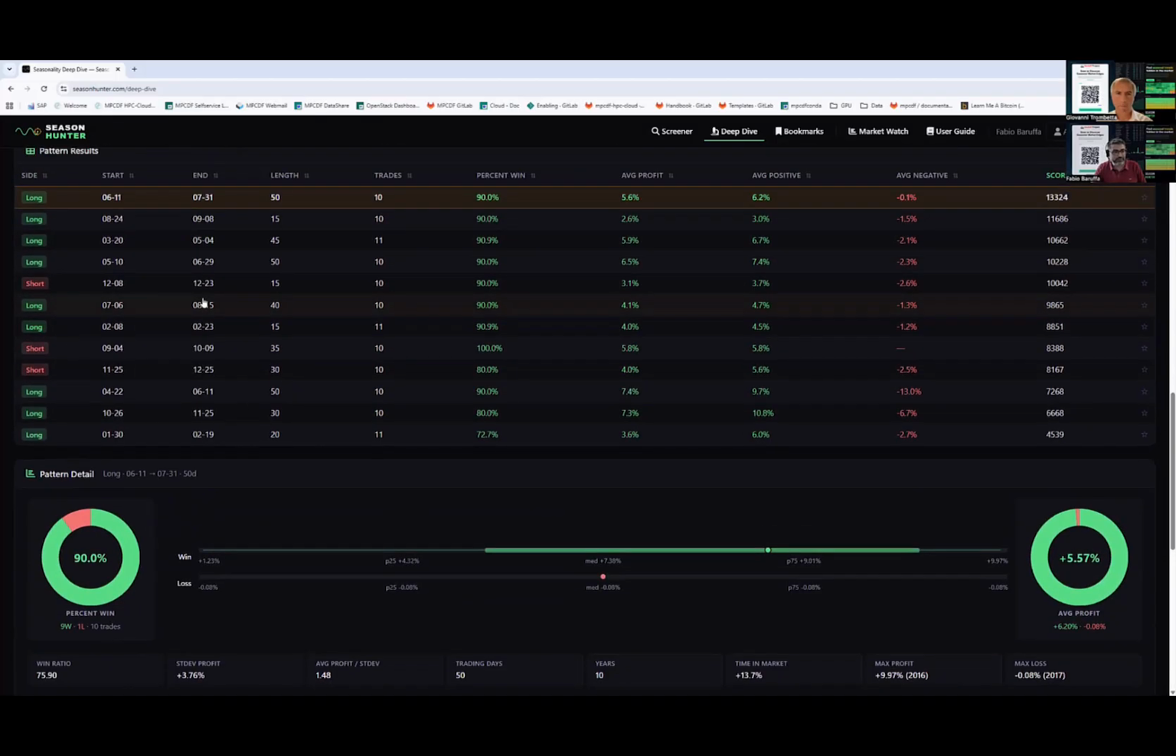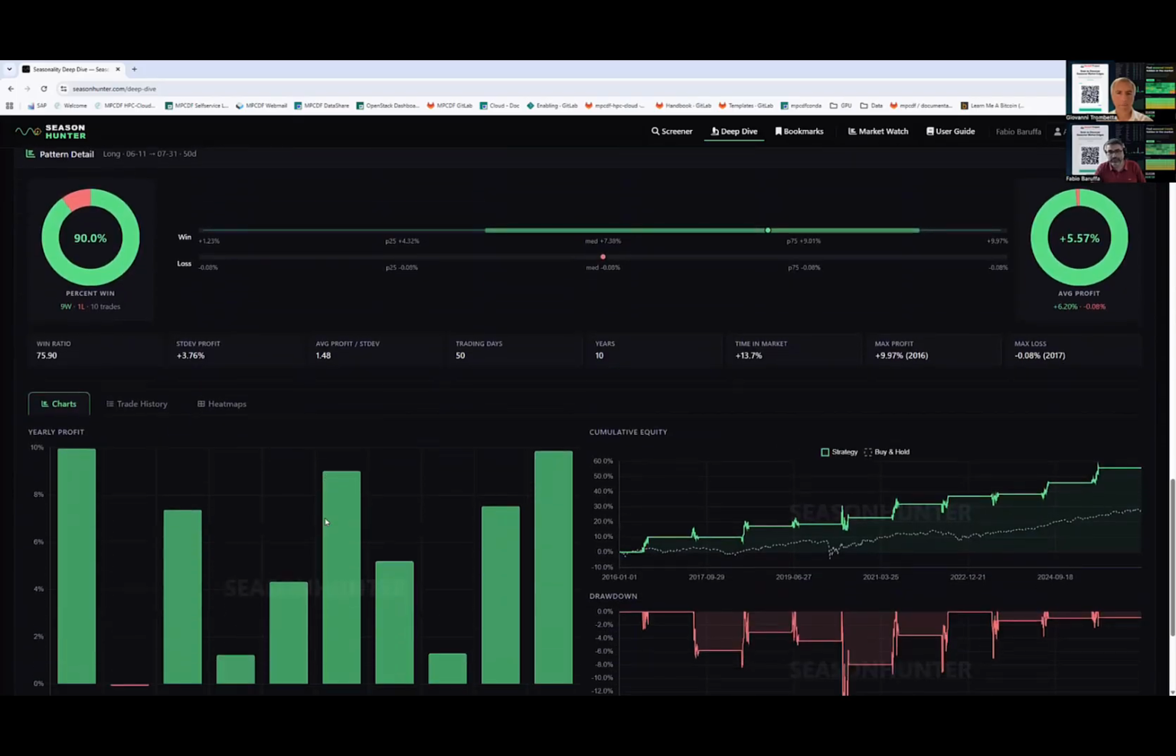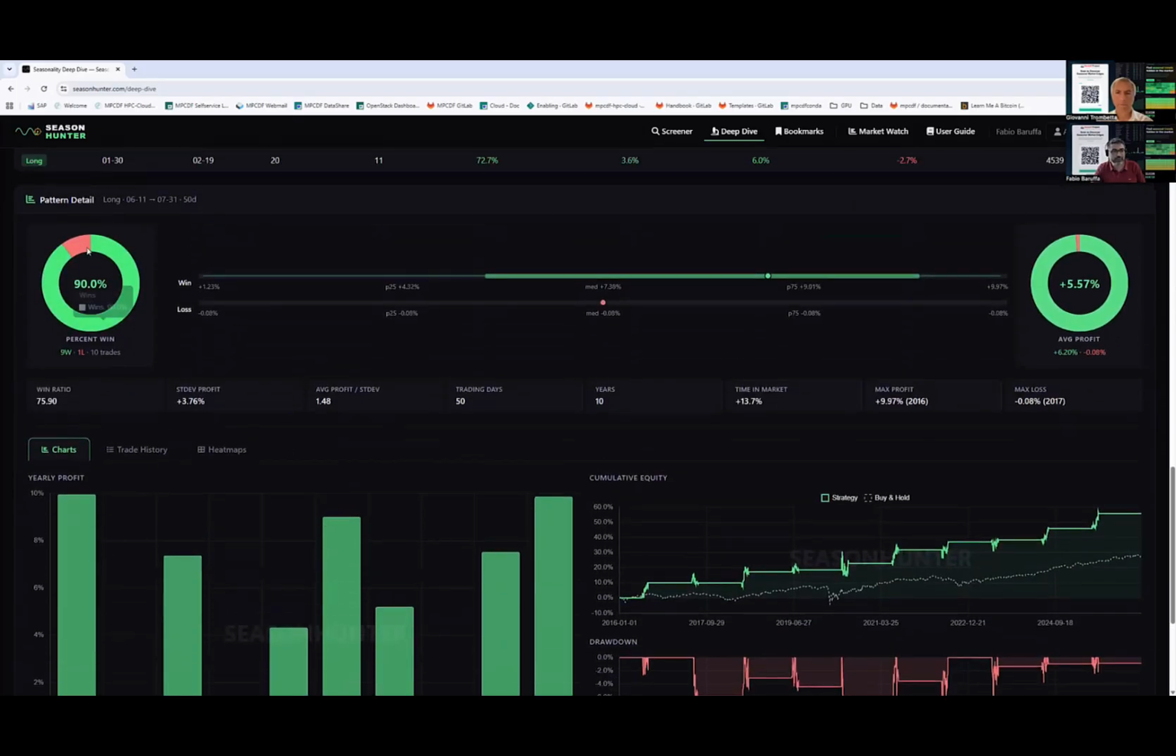And what else? If I select the deep dive, I go deep on the statistics. I can see a nice pie chart with the percent win and the number of win and loss trades. On the right side, you have the average profit. Then you have some sort of percentile analysis where all those trade statistics will be placed in terms of percentile.